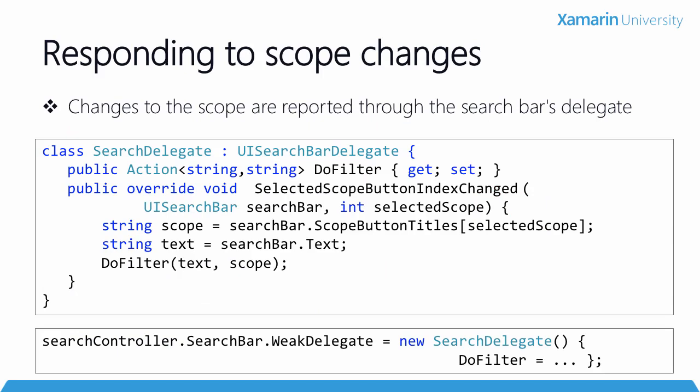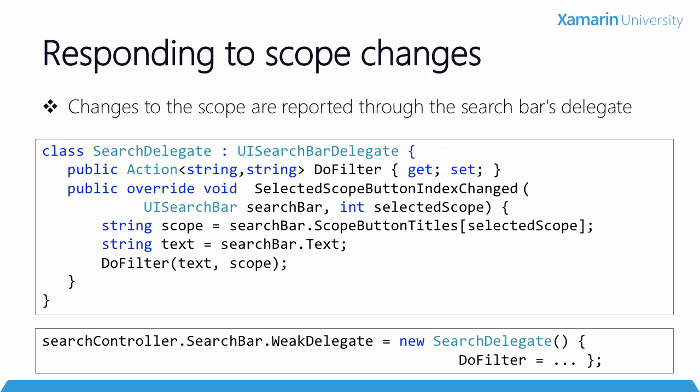When you change the scope bar selection, the search bar delegate gets notified through the SelectedScopeButtonIndexDidChange protocol method. This is really the only method that you need to monitor when you're using the new UISearchController. Changes in the text field are always reported through the search controller's UpdateSearchResultsForSearchController that we looked at earlier. So we have two choices in getting this notification. You can create a separate class that inherits from UISearchBarDelegate, override the SelectedScopeButtonIndexChange method, and then forward that call to your view controller in order to do the filtering. That's the approach you see here on the slide, and it's easy to do and fairly easy to understand.